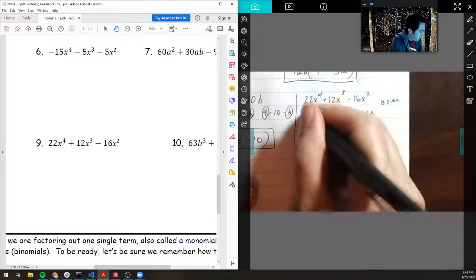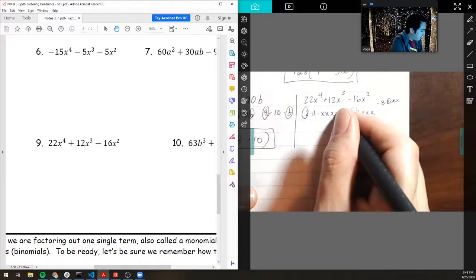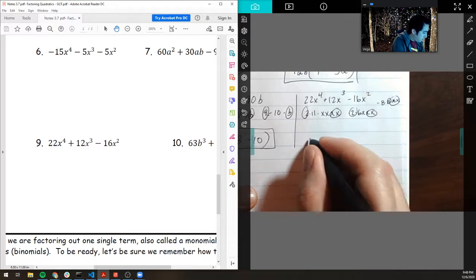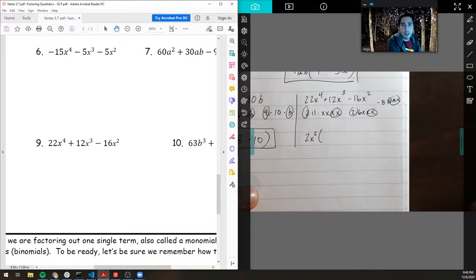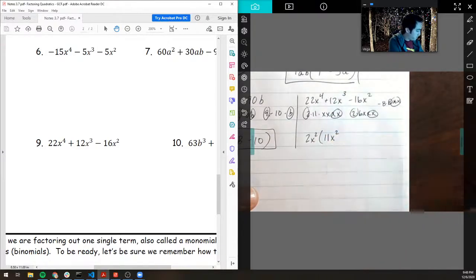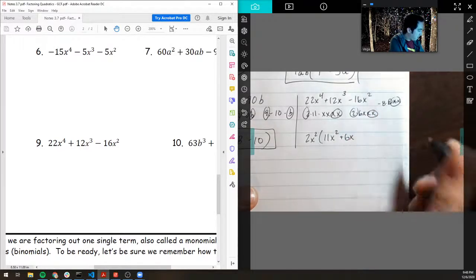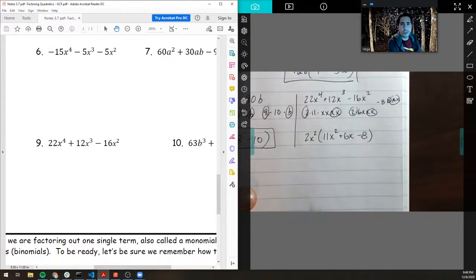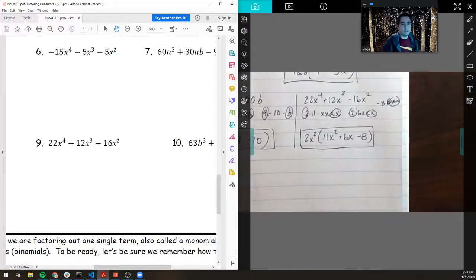So again, they each have a 2. They've got 2 x's, and 2 x's. So the GCF here is 2x squared. If I factor out the 2x squared, I'm left with first 11x squared, here I'm left with 6x, here I'm just left with minus 8. So 2x squared times 11x squared plus 6x minus 8.